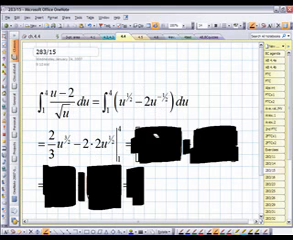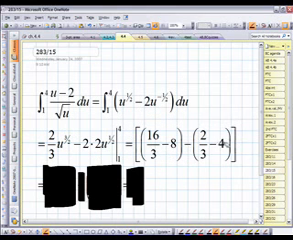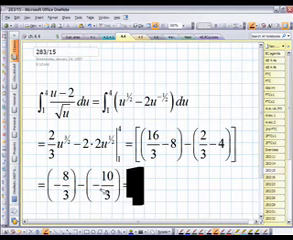Still going from 1 to 4. I plug in 4, minus, I plug in 1, and then go through and simplify it, and you get exactly 2/3. Not an approximation, it's exact.